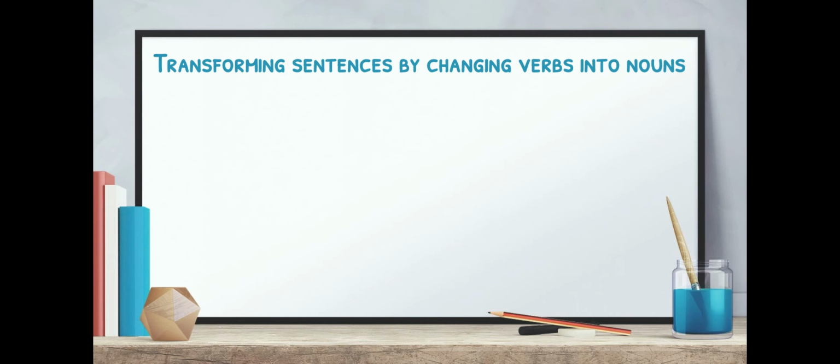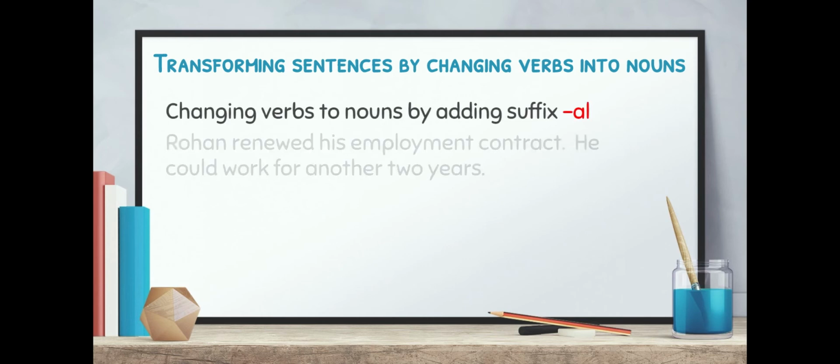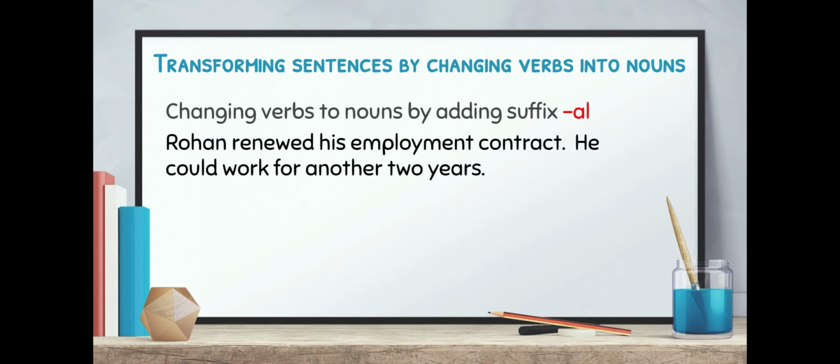How do we change a sentence by changing verbs into nouns by adding suffix -al? Let's take a look at this question. Rohan renewed his employment contract. He could work for another 2 years.